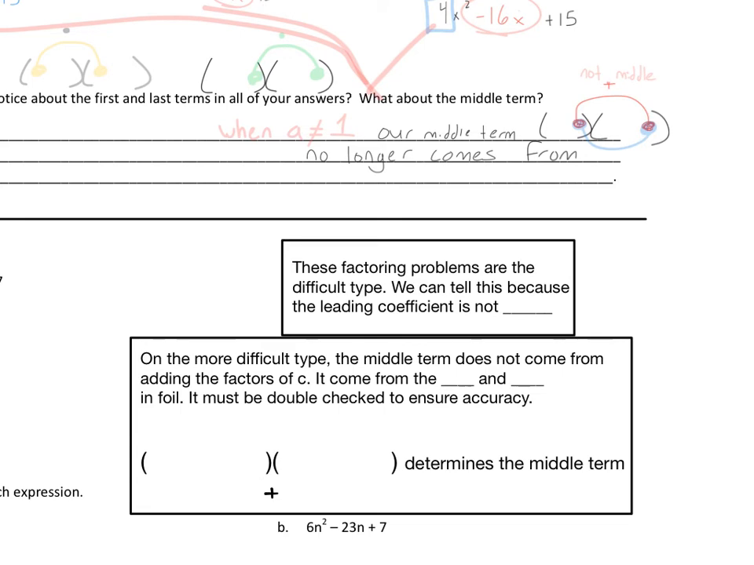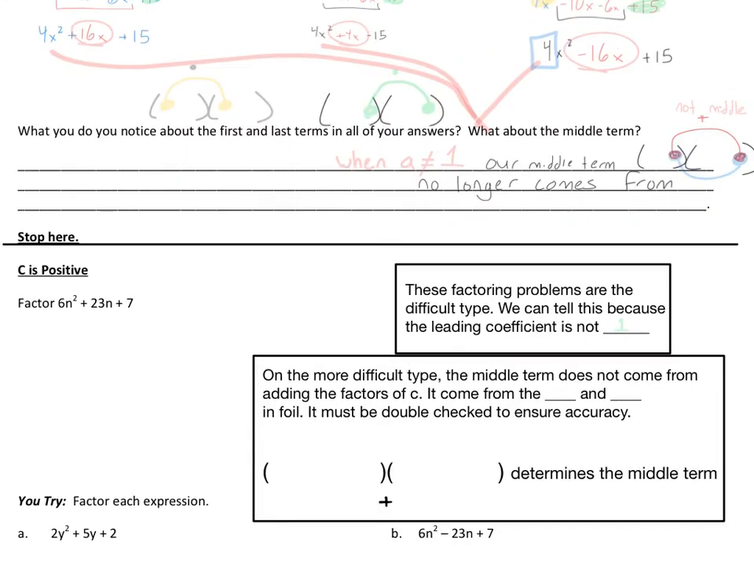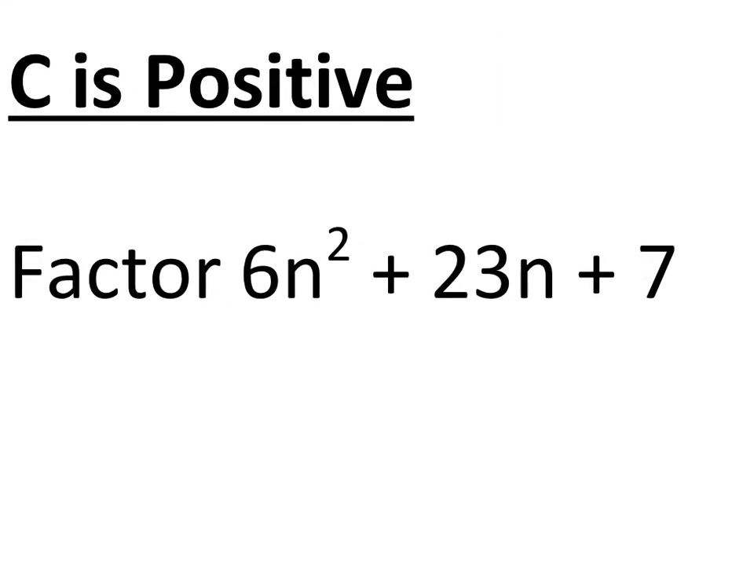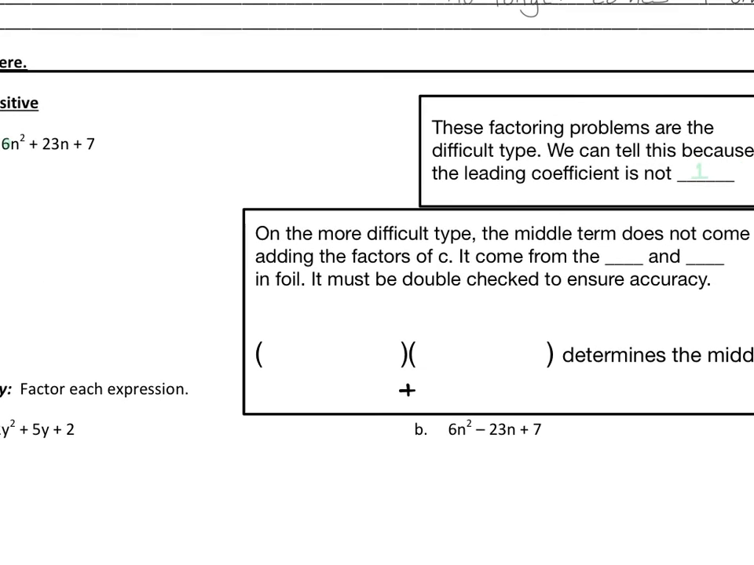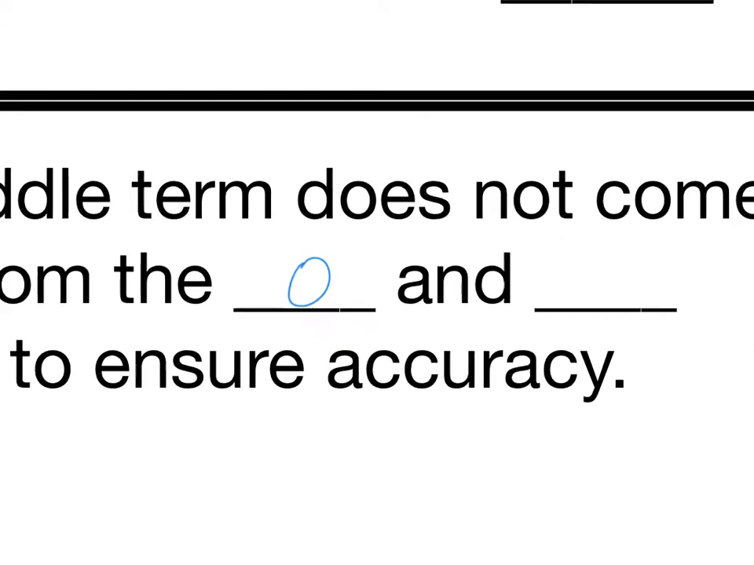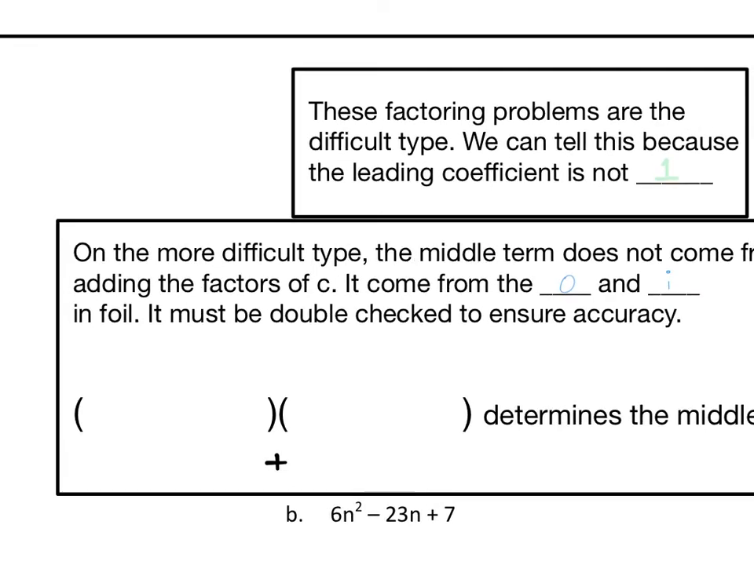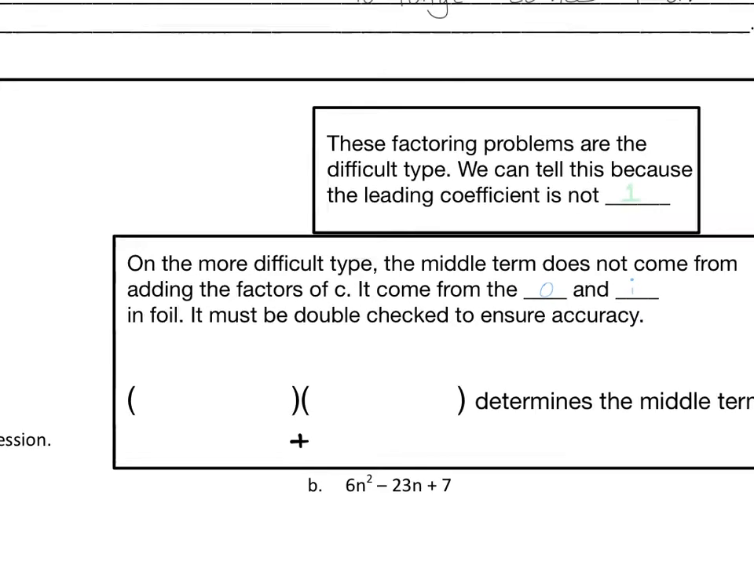So these factoring problems we're going to be looking at are the difficult type. The type that are difficult is when the leading coefficient is not 1. So we'll see this example we're about to do has a 6 out front. On the more difficult type, the middle term does not come from adding the factors of C. It comes from the O and the I in FOIL. It must be double checked to ensure accuracy.